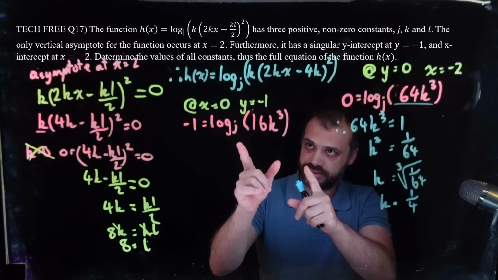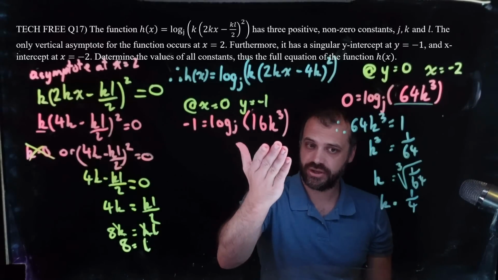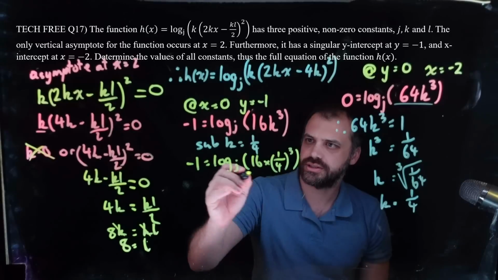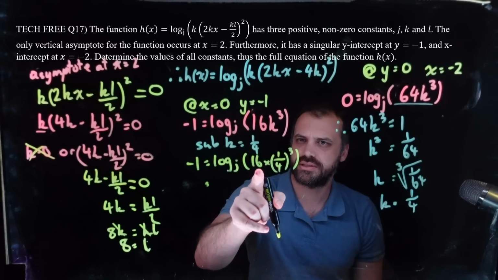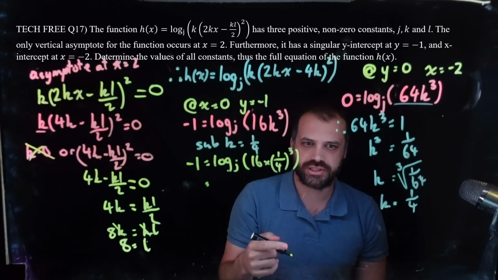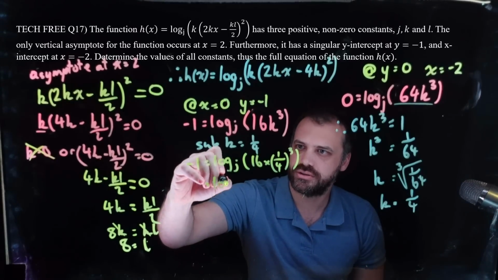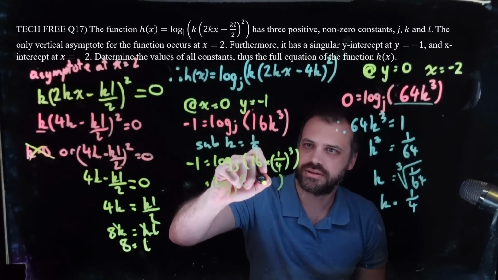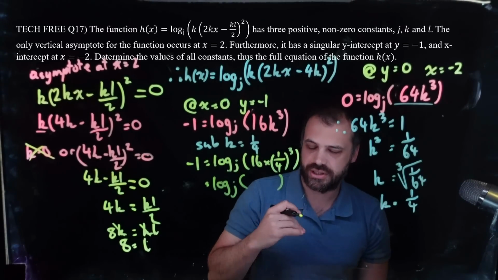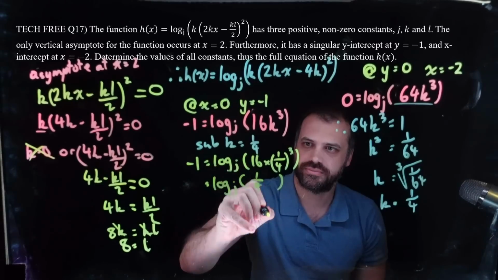I can now go back to here. Because if I know what k is, I can sub it right in there. Okay, so I've done that. This is 16 times 1/4 to the power of 3. Oh, I already know what that is. That's 1 on 64. So log j, I get 16 over 64. 16 over 64, that's 1/4.